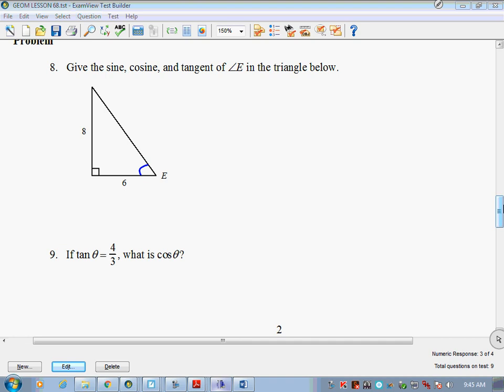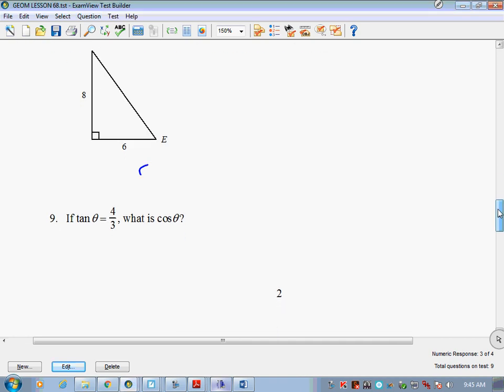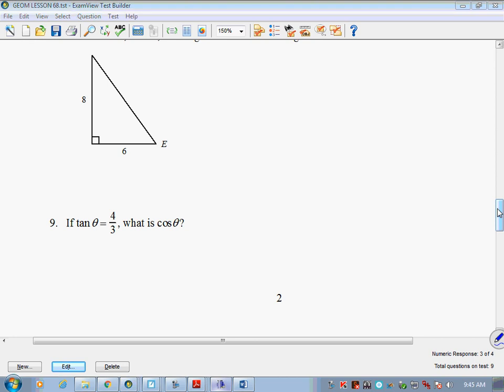Okay, if tangent equals 4/3, what is cosine theta? Okay, so this one's a challenging question. Notice that they don't draw a picture of a right triangle for me. So we're going to do that. Okay? Now, what is tangent, class? Opposite over adjacent. So I'm going to pick an angle. I'm going to call that my angle. All right? And so this is what? Opposite. This is adjacent, and this is hypotenuse, okay? Based upon, it says tangent is 4/3.